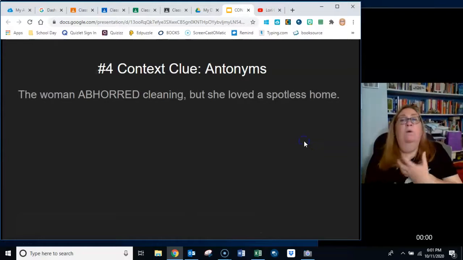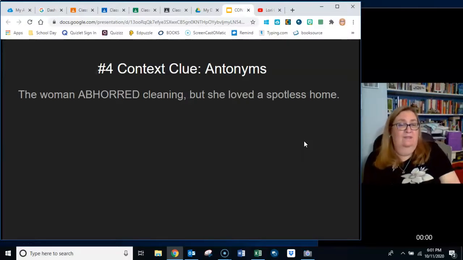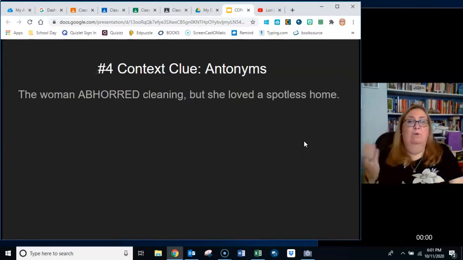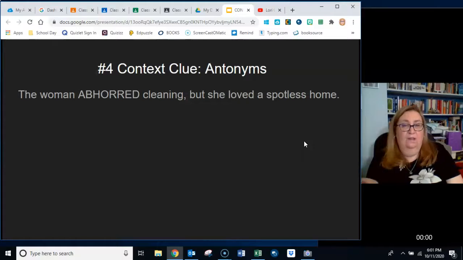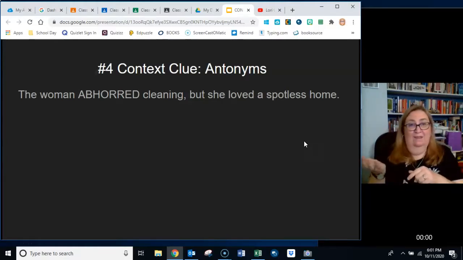The woman abhorred cleaning, but she loved a spotless home. So the first part of the sentence tells us she abhors or she abhorred cleaning. The second part says she loves a spotless home. The word but in between there is the important word. We use the word but when we're going from one thing and we're turning to the opposite thing. It's not this, but it's this. Okay?